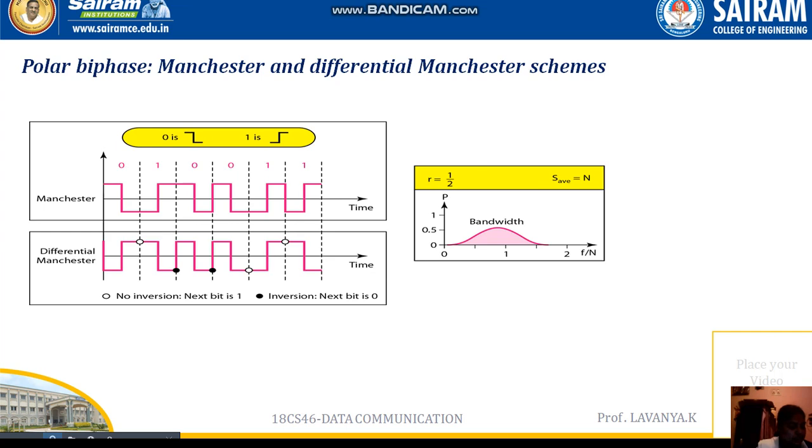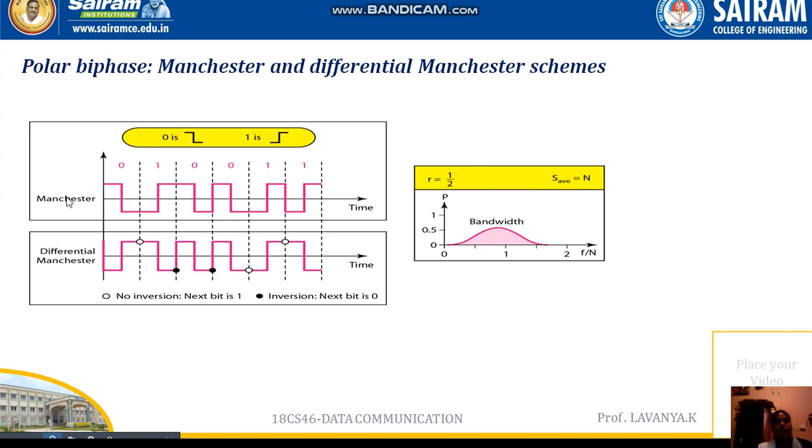The differential Manchester, on the other hand, is a combination of RZ as well as NRZ inverter. We are supposed to draw this timing diagram by combining these two techniques. In Manchester and differential Manchester encoding, the transition at the middle of the bit is used for synchronization. The middle of the bit is where the synchronization happens.